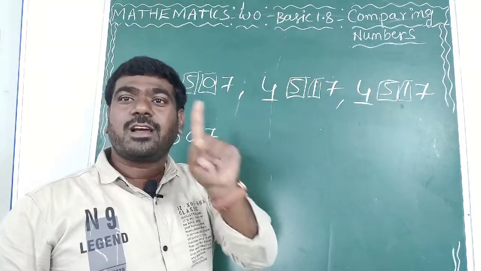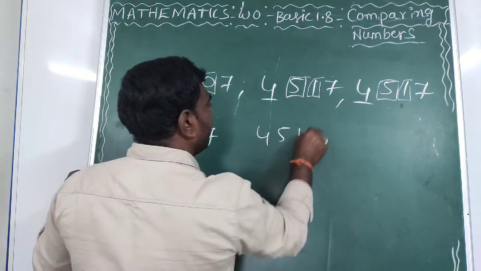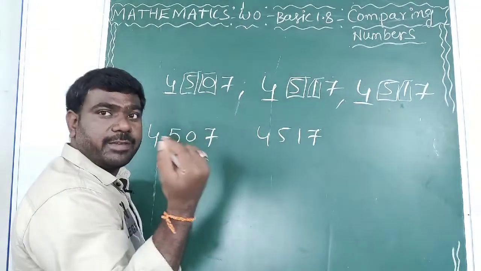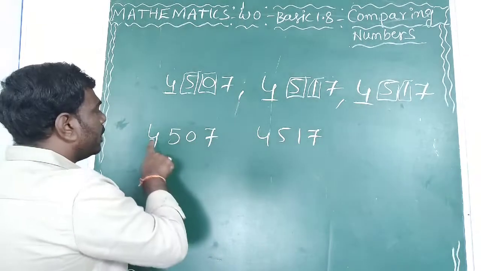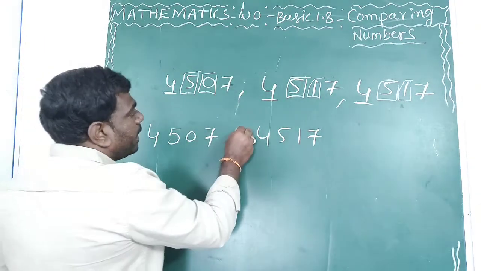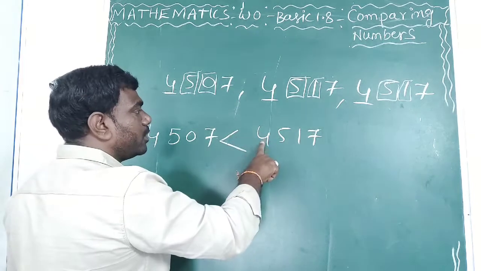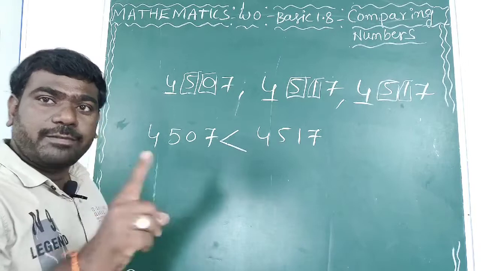We can take out one number. What is the number? Anyone? 4517. Why? Because they are equal, so we have to pick out one. Now compare these two. 4507 is lesser than 4570. This is one way.